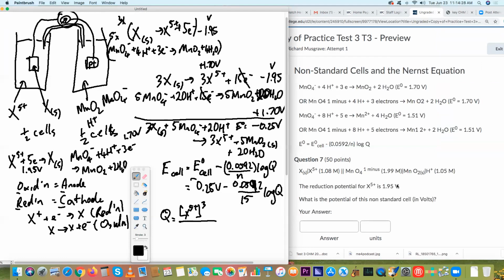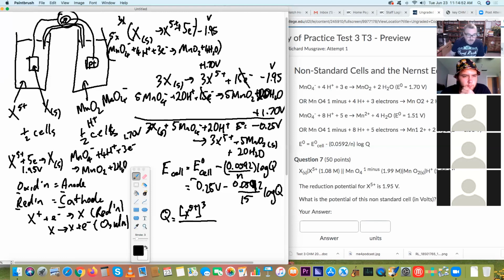I'll bring that back in a second. But if you look at it, only certain things here have concentrations, and those are the only things that are going to be part of this Q expression. Anything that's a solid won't have a concentration associated with it. So only the stuff here is what's going to be included in the Q expression.